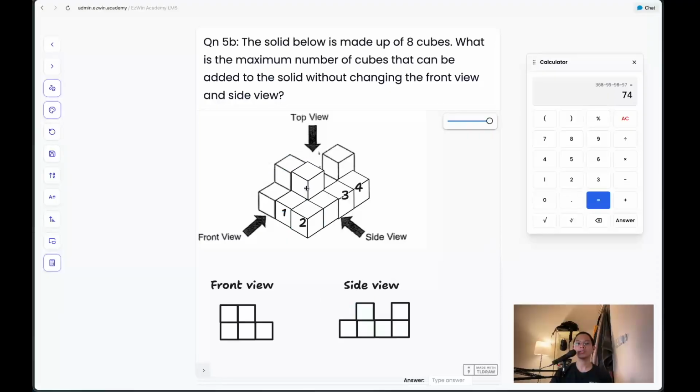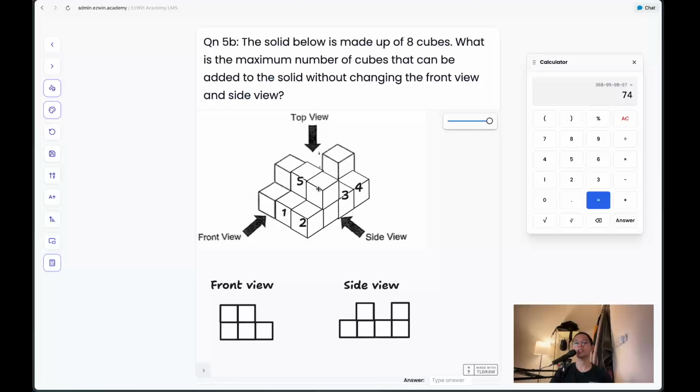So what about the next one? What about here? Can we put it here? Yes, we can, because for the front view, we are still able to see it, and the side view also looks the same. So this is number 5. What about if we were to put it here, the next one?